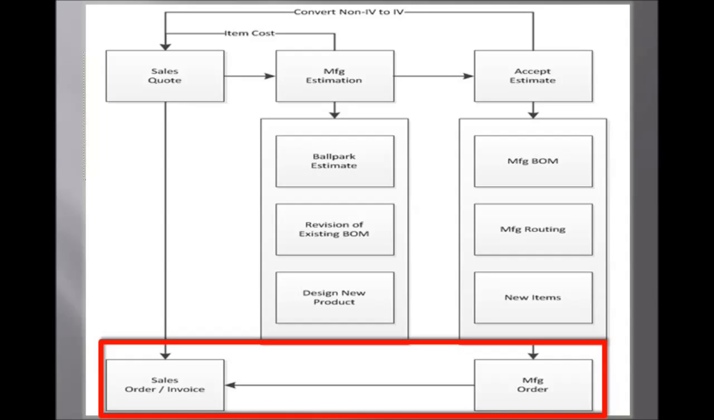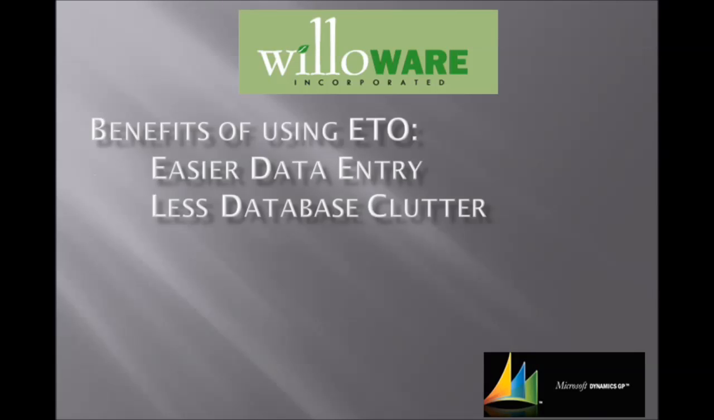If the ME originated from a quote, the item will be converted to a real GP item and its price recalculated using the values from the ME. As we will see in the demo, it is significantly easier to produce an estimate using ETTO than it is using the manufacturing bill of materials and routing, because ETTO does not require all of the setups needed by manufacturing. Also, it prevents cluttering the live database with items, BOMs, and routings that will never be used if the estimate is not accepted.